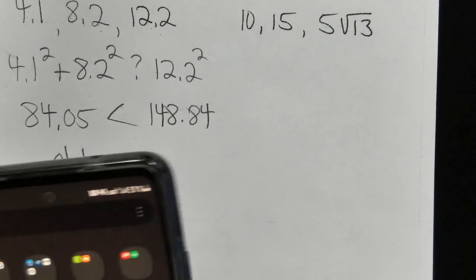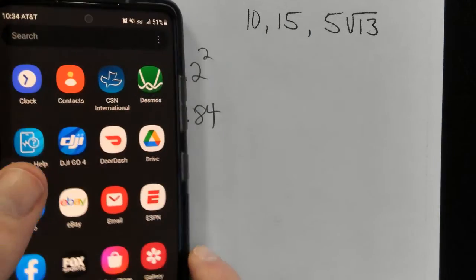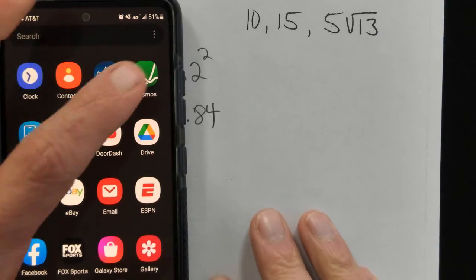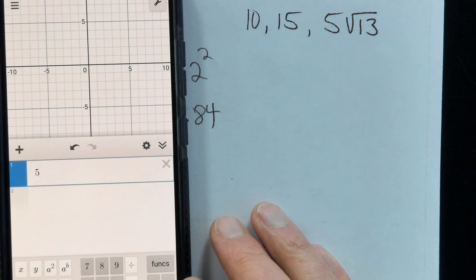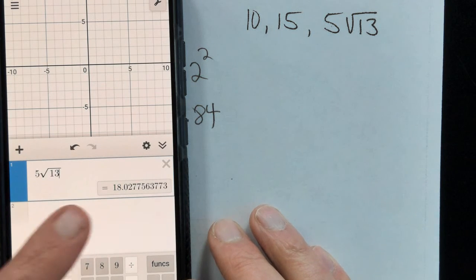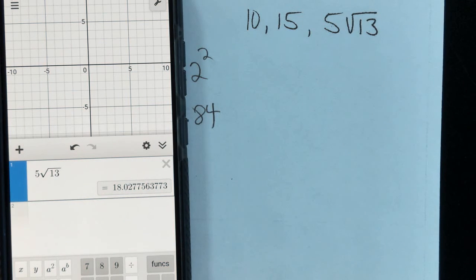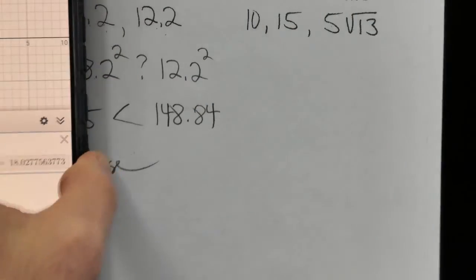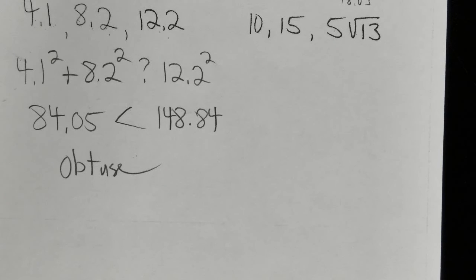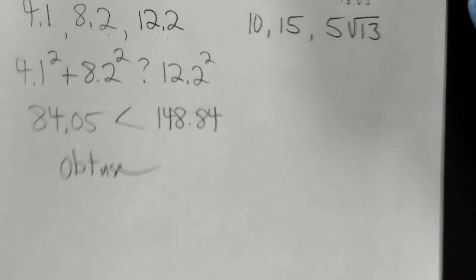So one of the calculators, of course, that I've recommended to you guys before is Desmos. It has an app. It's called Desmos Calculator. So if you go ahead and put that in there, you can put 5 and then square root of 13 right in there, and it'll tell you right away that it's 18.03, we'll call it. So 18.03. Okay? And so now we know that that side is indeed the longest side because 18.03 is longer than 15.